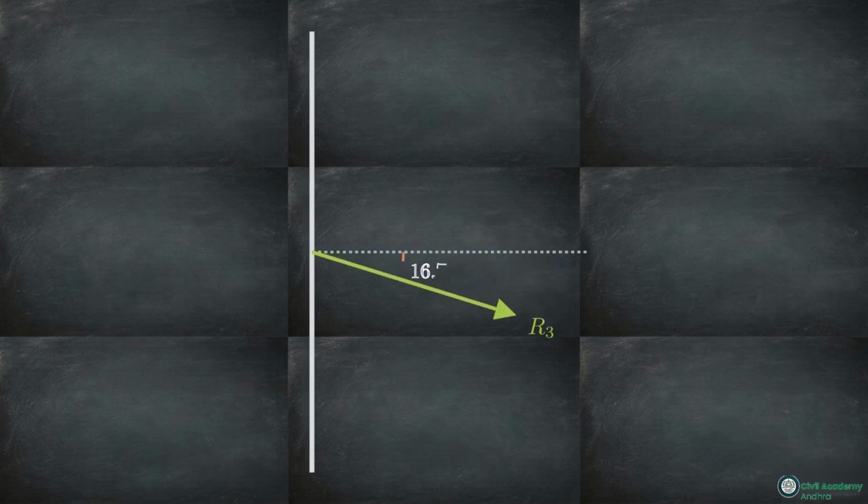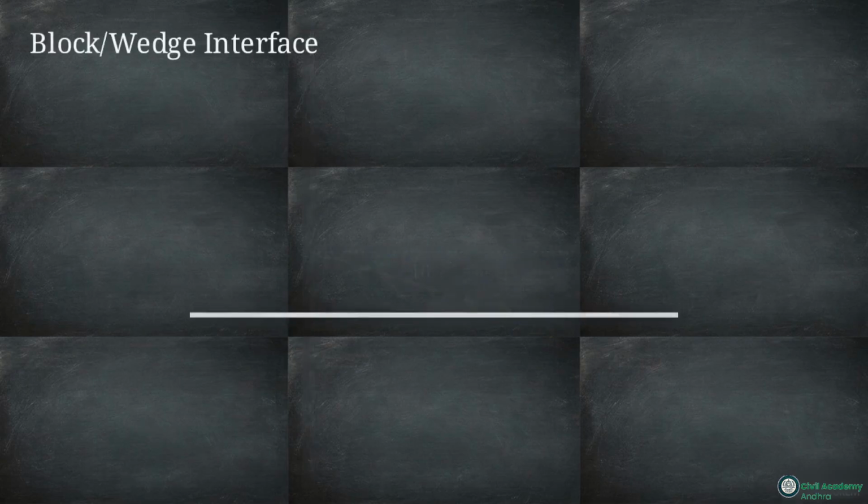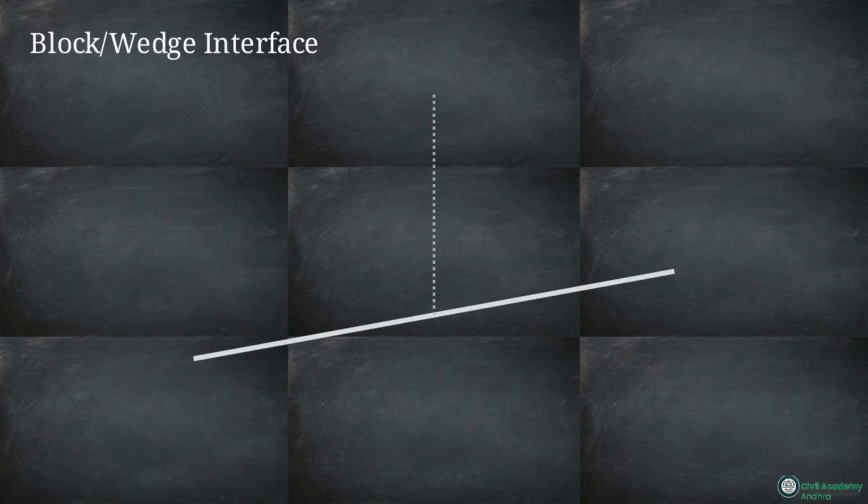Let's start at the floor. The normal line here is perfectly vertical, so our first resultant force, R1, tilts exactly 16.7 degrees away from that vertical line, pushing back against the incoming wedge. Moving up to the wall, the normal line is horizontal. Our third resultant, R3, tilts 16.7 degrees away from that horizontal line, resisting the upward push of the block.